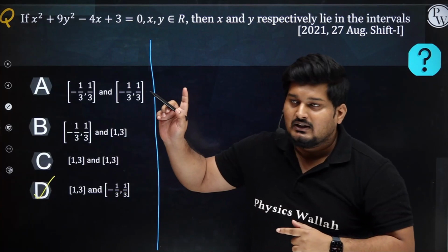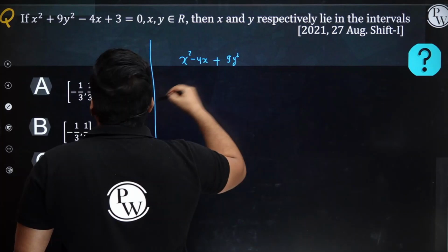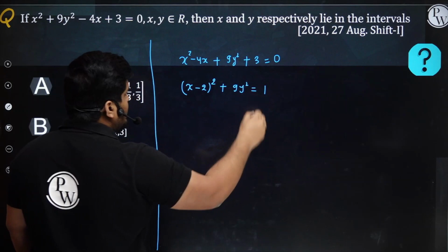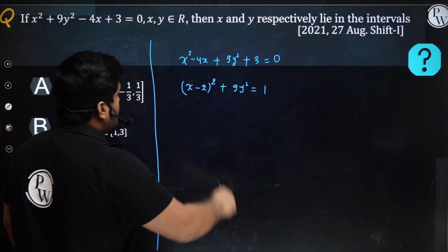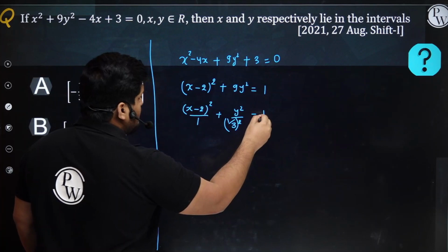So x square minus 4x plus 9y square plus 3 equal to 0. So this is x minus 2 whole square plus 9y square equal to 1, right? Because we'll add 4, subtract 4, 3 minus 4 is minus 1. So this is basically (x minus 2) square divided by 1 plus y square divided by 3 square, 1 by 3 square, equal to 1. Clear?